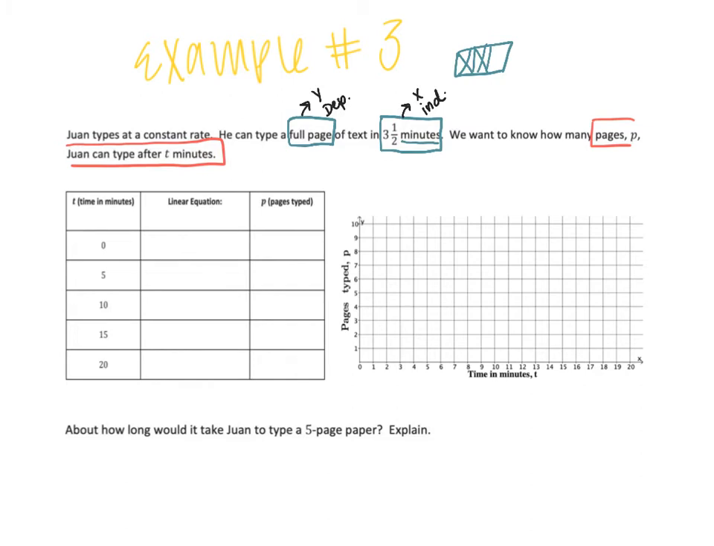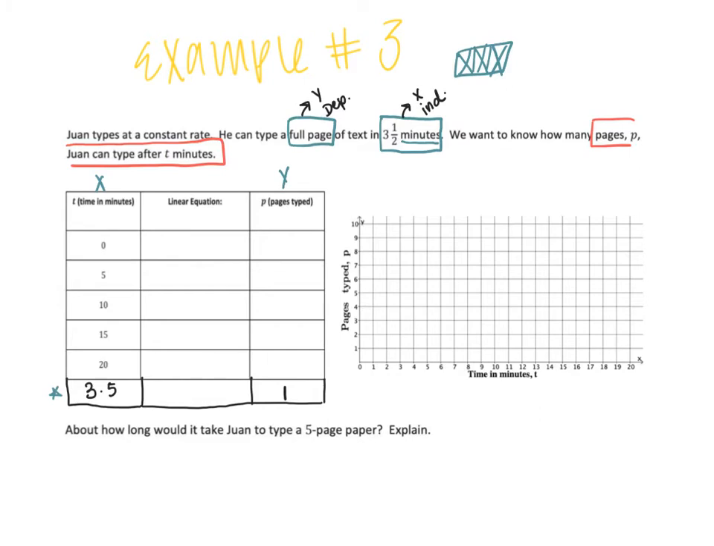So they said 1 full page in 3.5 minutes. So I don't have a 3.5 minutes on my x column. So I'm going to add this in at the bottom. So 3.5. And in 3.5 minutes, he can type 1 page. So if that's the case, you know that anything less than 3.5 minutes, it's not going to be a full page. Anything more than 3.5 minutes, it's probably going to be more than a full page. I'm going to mark my third box. I'm done close reading, and I'm now going to use this row to find my constant of proportionality.